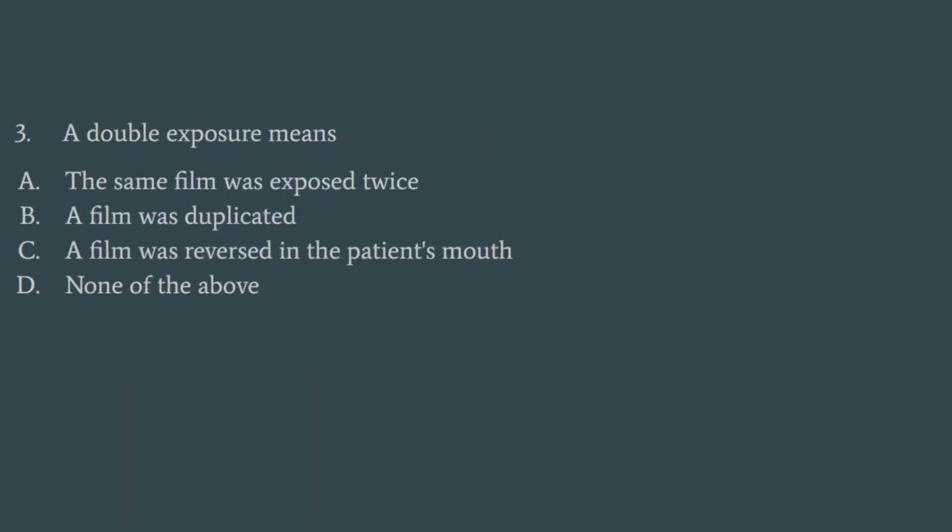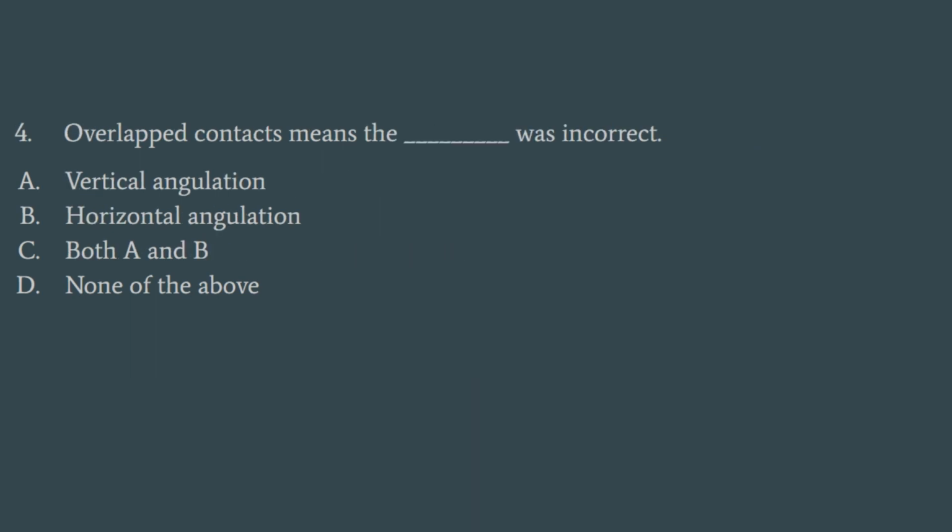A double exposure means A, the same film was exposed twice, B, a film was duplicated, C, a film was reversed in the patient's mouth, or D, none of the above. The correct answer, A, the same film was exposed twice. And last, overlap contact means the blank was incorrect. A, vertical angulation, B, horizontal angulation, C, both A and B, or D, none of the above. And the correct answer is B, horizontal angulation.